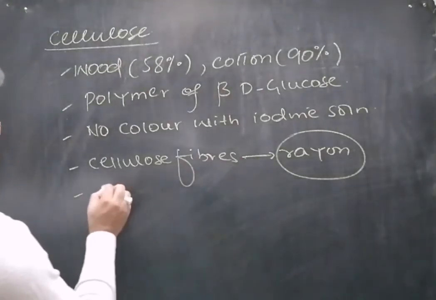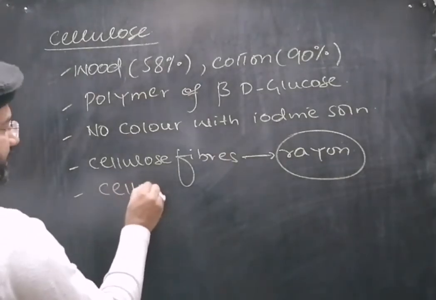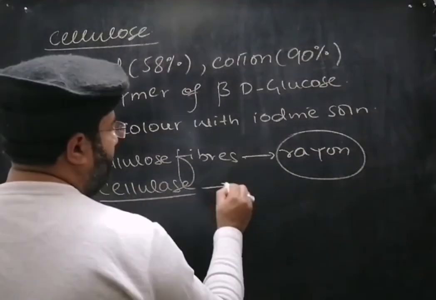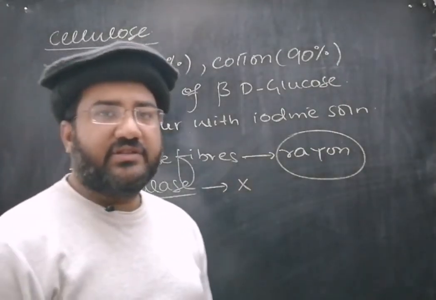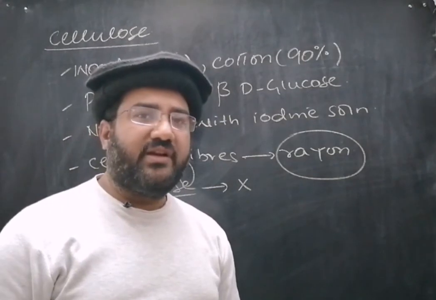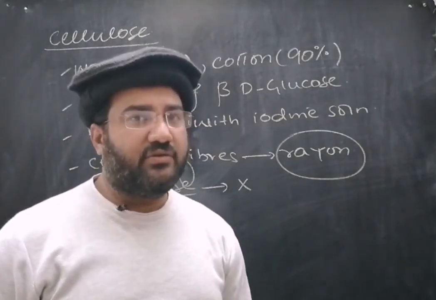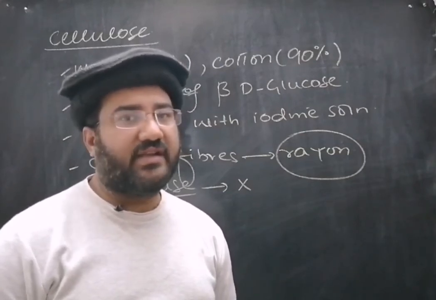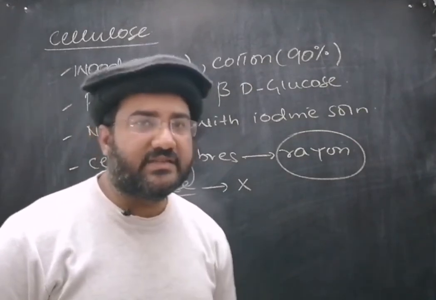Now, cellulose is digested by an enzyme, cellulase. But my dear students, keep in mind that cellulase is not present in the human digestive system. So cellulase is not produced in the human digestive system. That's why humans cannot digest cellulose, while herbivores, the animals that feed on grass and other plants, can digest cellulose because their digestive system releases cellulase.